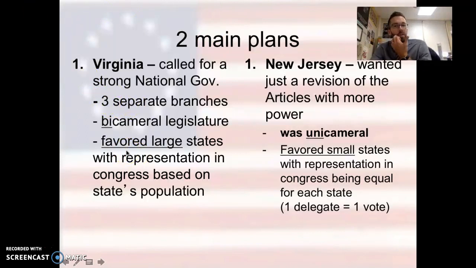New Jersey, which is one of the smaller states, says, no. Let's have one house. Let's have one vote per state. All the states are equal. Who does that benefit? Small states. So the big states want it based on population. Small states want it based on one per state.